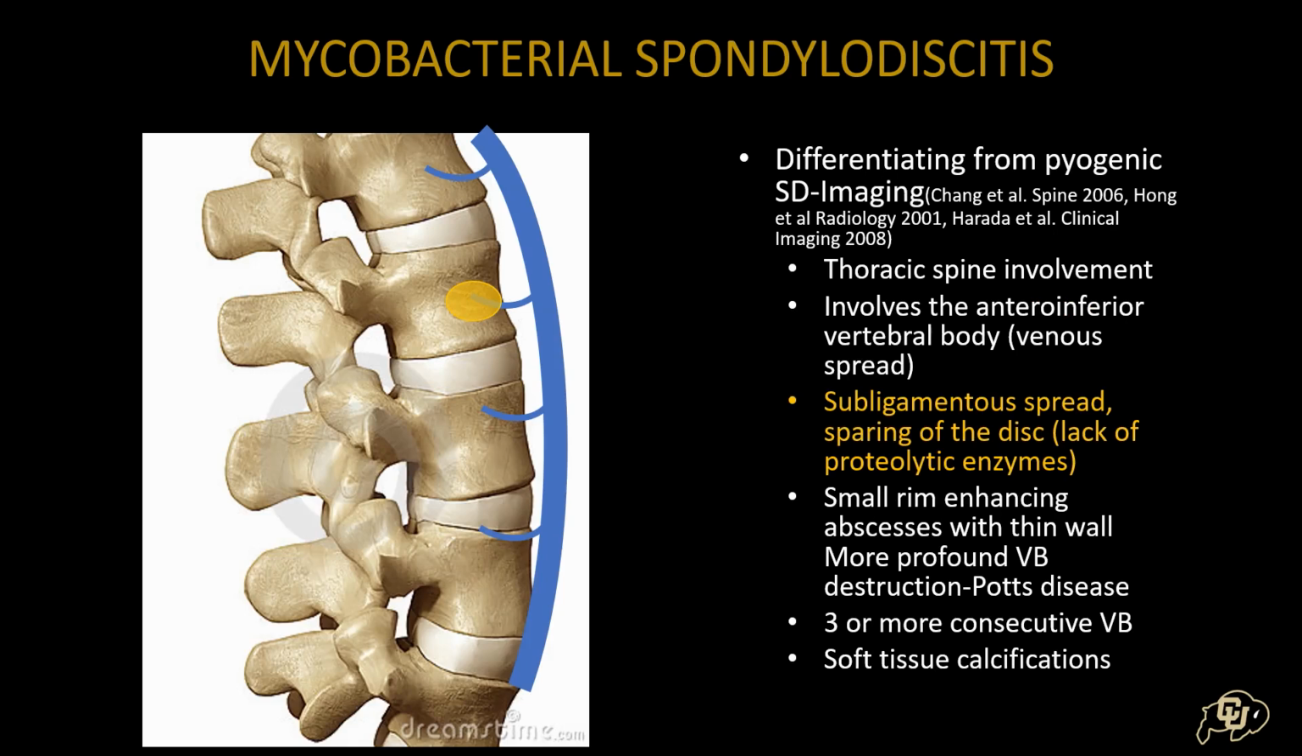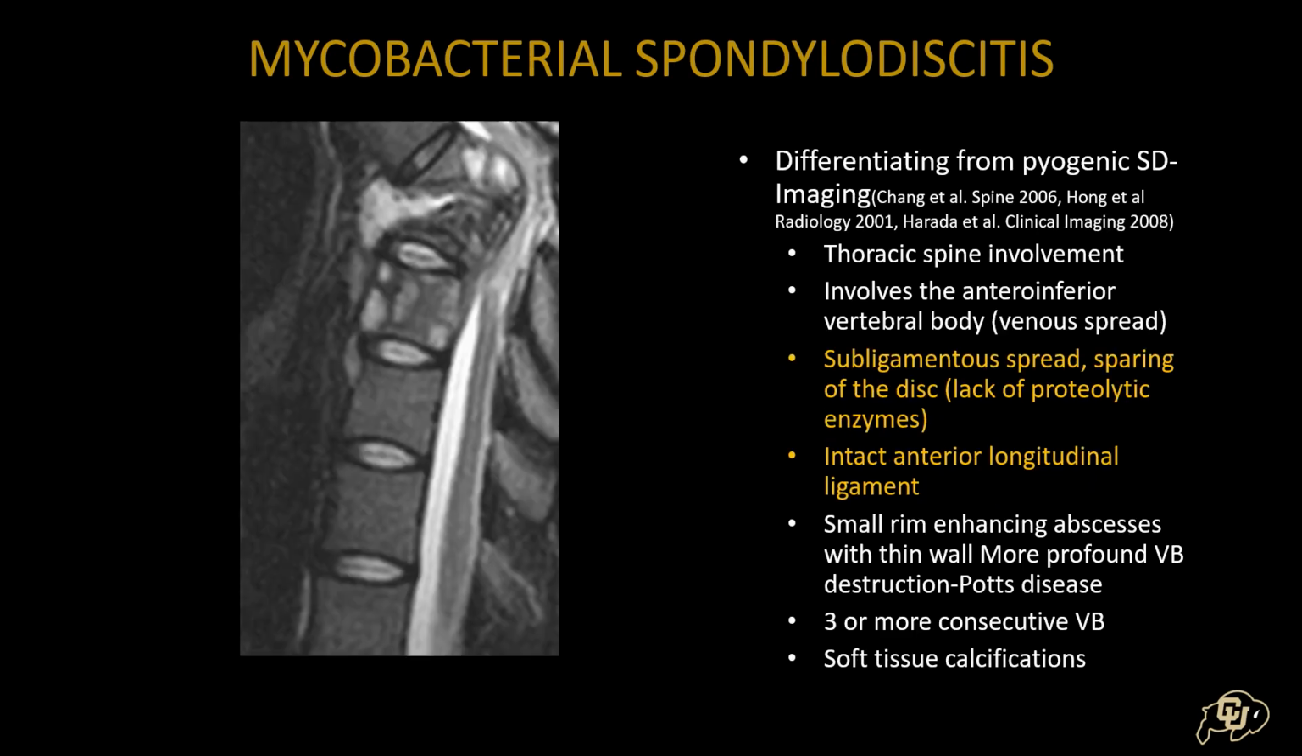The other thing that's specific, as we all know, probably from residency, is this subligamentous spread. What does that mean? Well, TB does not have proteolytic enzymes, so it can't bust through into the disc and it can't bust through the ligament. So it has to track underneath that ligament to that adjacent level. And that's what gives it that classic disc sparing that we see in mycobacterial spondylodiscitis.